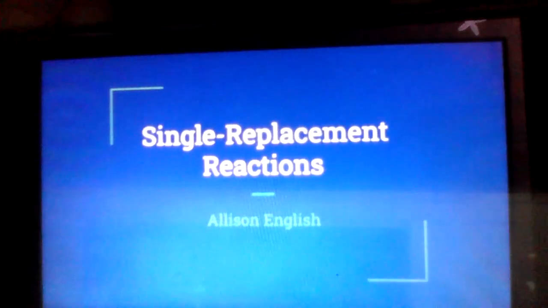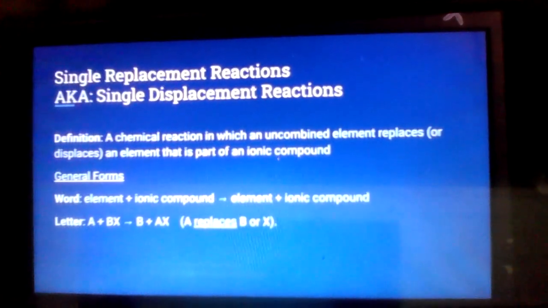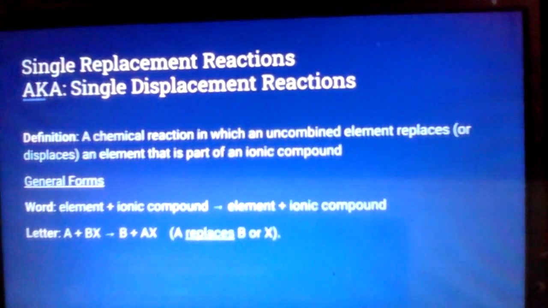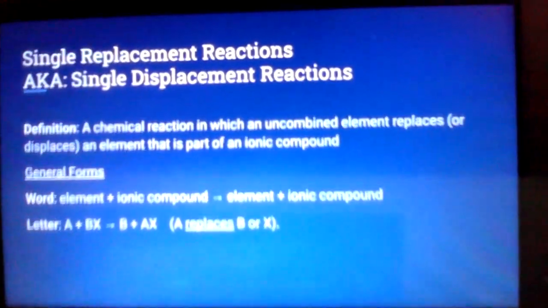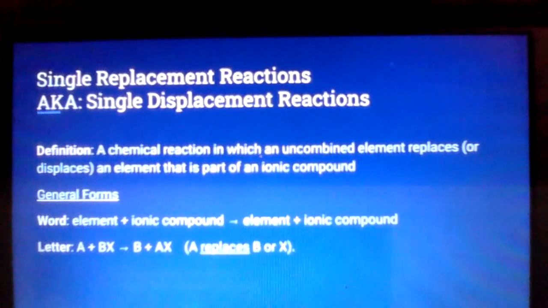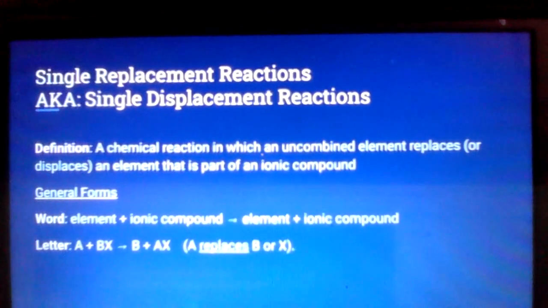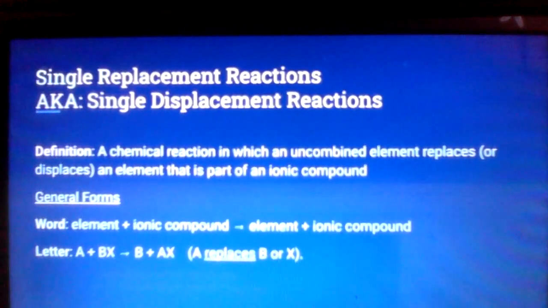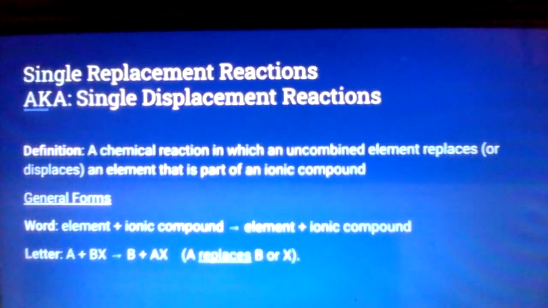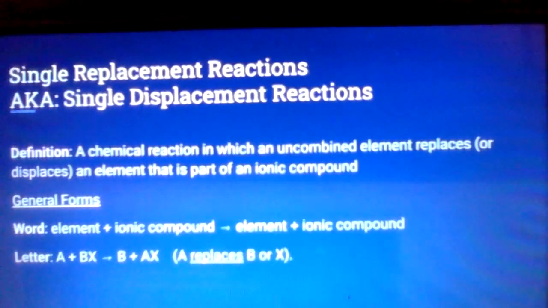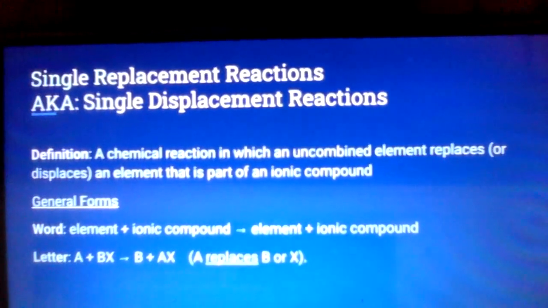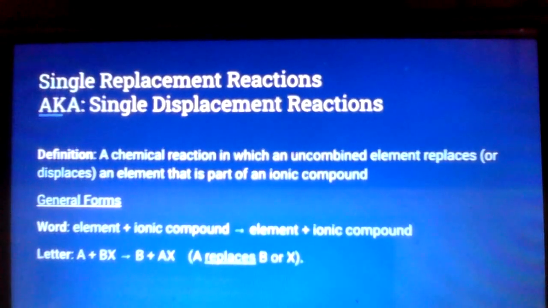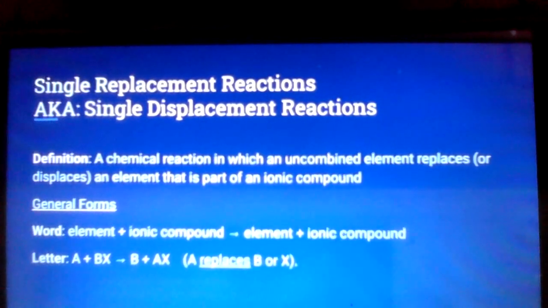Single replacement reactions. Single replacement reactions are also called single-displacement reactions. The definition of these is a chemical reaction in which an uncombined element replaces or displaces an element that is part of an ionic compound. The general forms of this equation, in the word form, element plus ionic compound produces another element in an ionic compound. The letter form, A plus BX produces B plus AX, where A replaces B or X.